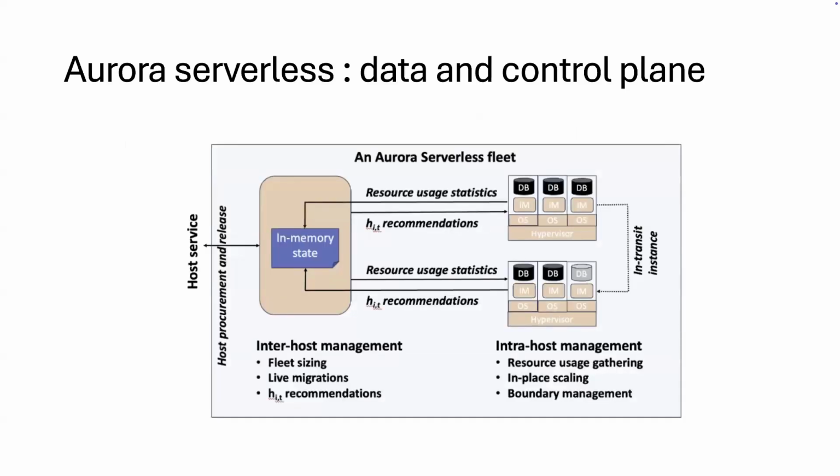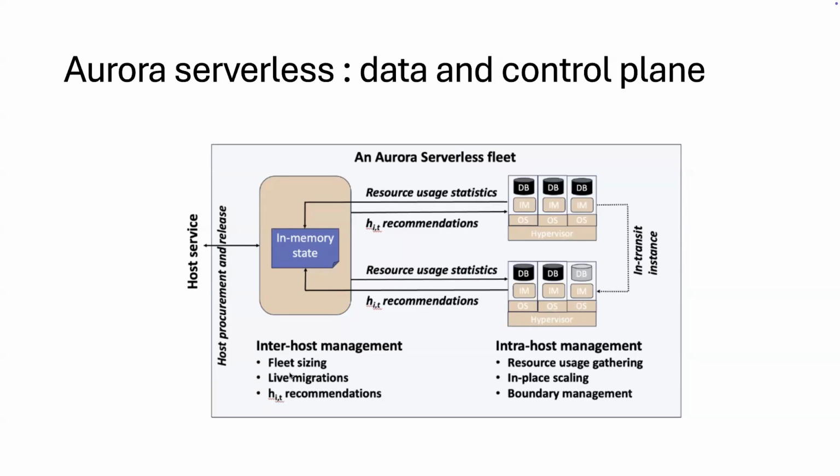So this is a very high level overview of how Aurora Serverless works. As you can see, the two major components that we have are the inter-host management, which takes care of host management across a fleet of hosts, and the intra-host management, which takes care of the management inside each host. Inter-host management takes care of these three functionalities: it takes care of fleet sizing, what should be the size of my fleet.